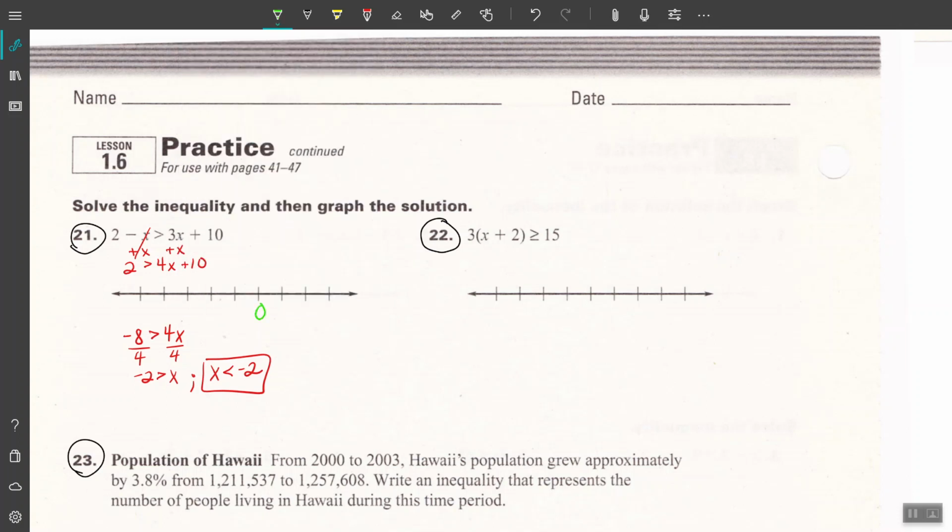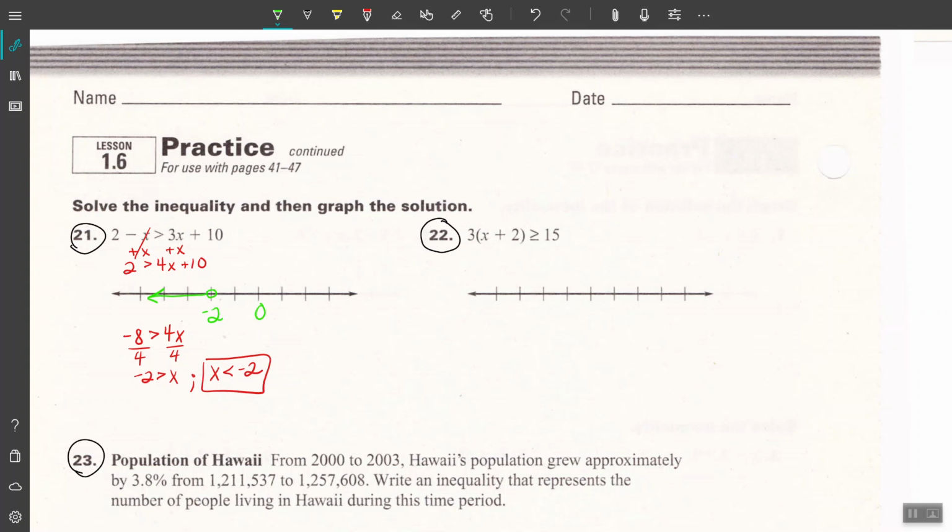If this is my 0, I'll write my -2 in here. So x is less than -2, which means I'm open circle on -2. It's not included. And then it's everything to the left of that.